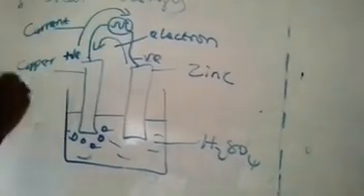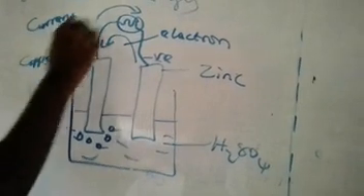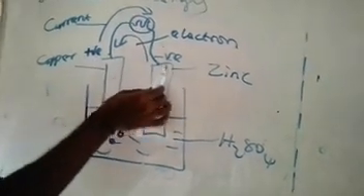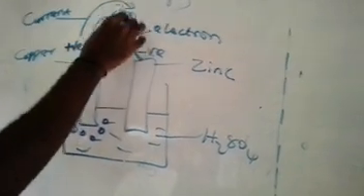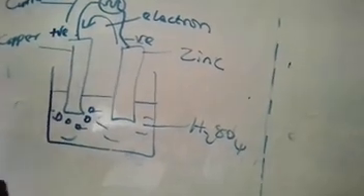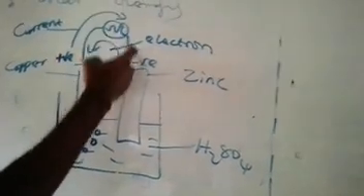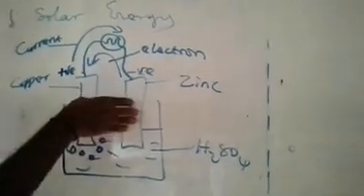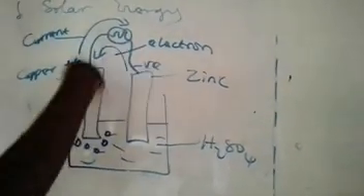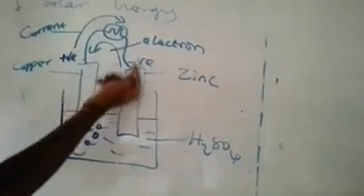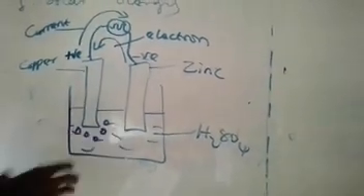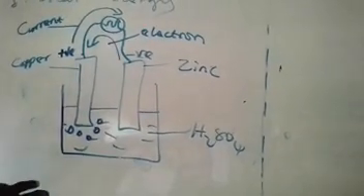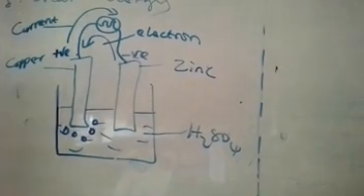Current will now flow in the reverse direction from positive to negative. That means electron flows from negative to positive, while current flows from positive to negative. So long as this conductor is connecting these two electrodes together, there will be current flowing as a result of electron flowing in the reverse direction. So that is a simple explanation of a chemical method of producing electrical energy.